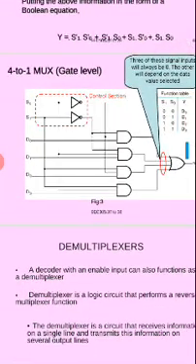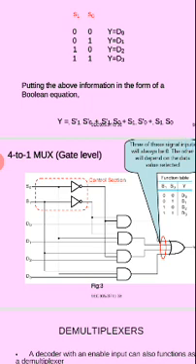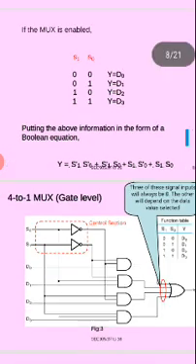It is a gate level multiplexer. The gate of multiplexer looks like this, if it is made by simple logic, and we discussed the expression of the output of multiplexer. It is shown here: y equals s1' s0' plus s1' s0 plus s1 s0' plus s1 s0. This is the final equation.